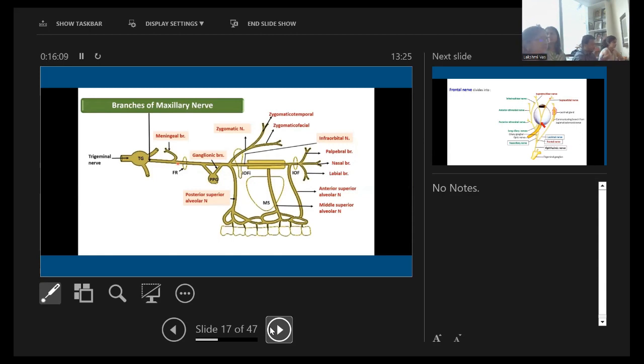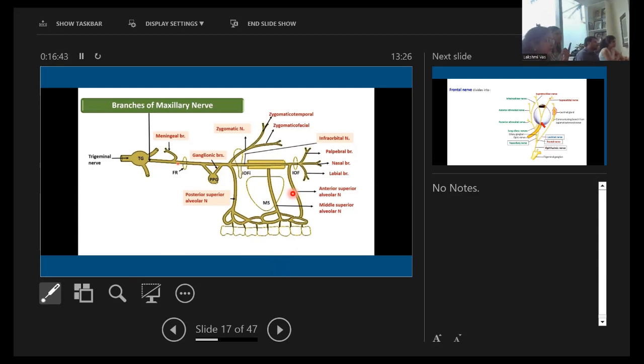Mandibular. Now this is the infraorbital fissure. Before that, it will give a branch, the posterior superior alveolar. This is the middle superior alveolar, and this is the anterior superior alveolar branches, which will innervate the upper set of teeth, gingiva, and basically oral structures.